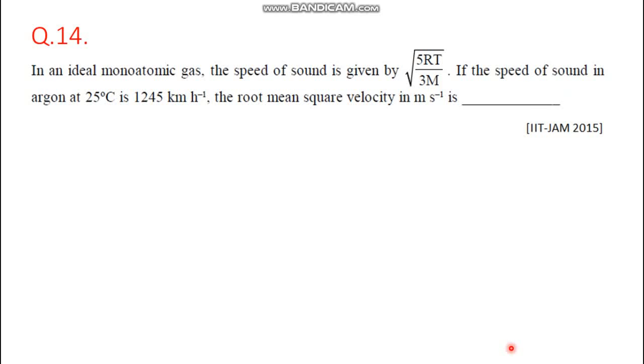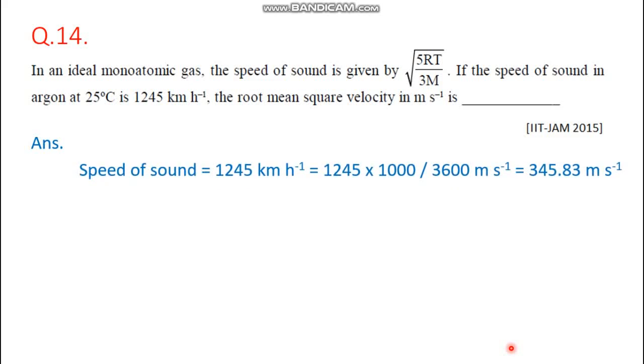Next question, from 2015. In an ideal monatomic gas, the speed of sound is given by root over 5RT by 3m. If the speed of sound in argon at 25 degrees Celsius is 1245 km per hour, what is the root mean square velocity in meter per second? It's a very easy question. We convert the speed of sound into SI units, kilometer into 1000 and per hour into 3600, so it is 345.83 meter per second.